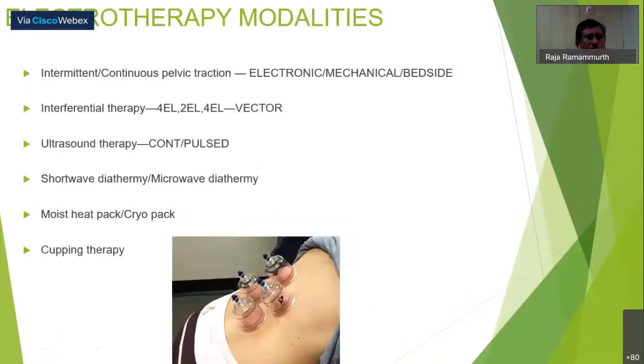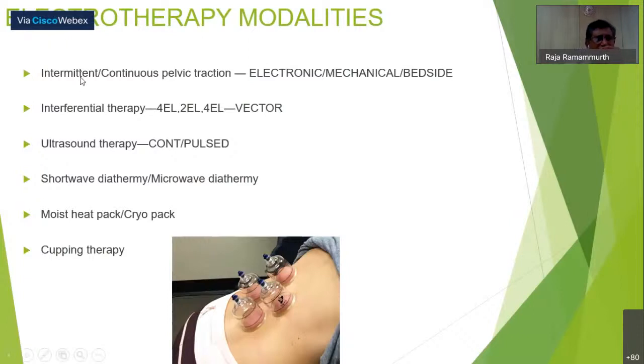Now let us get into the normal electrotherapy treatment which we used to give in our department, called intermittent and continuous pelvic traction. In some cases we can give intermittent and in others we can give continuous traction. If you consider the intermittent, it is where there isn't much radiating pain.